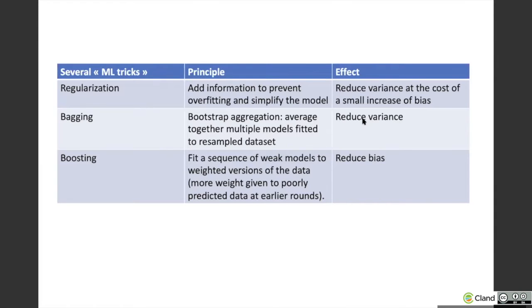And finally, the third trick is boosting. Boosting consists in, instead of fitting a very large complex model including all the inputs, fitting a sequence of weak models, including a very small number of inputs each. Then you weight them according to their performance. And you try to fit the next simple model to the data that were poorly predicted by the previous one. In this way, you can show that you reduce the bias.